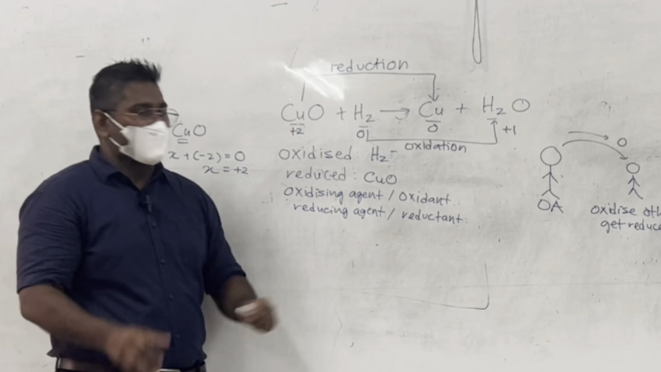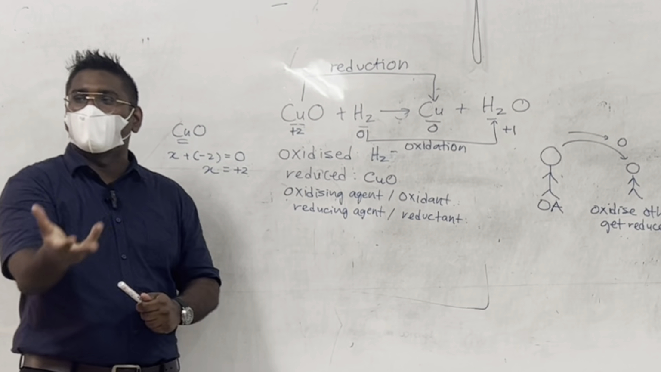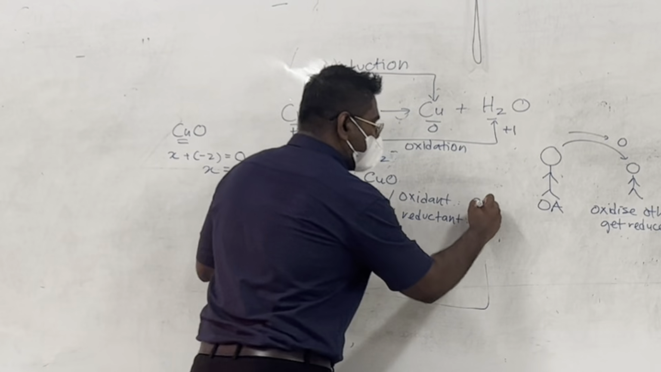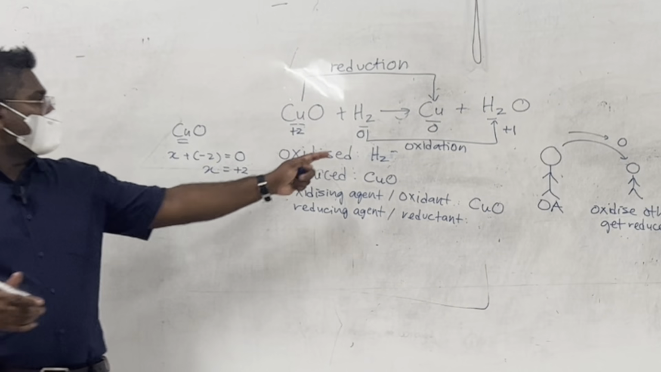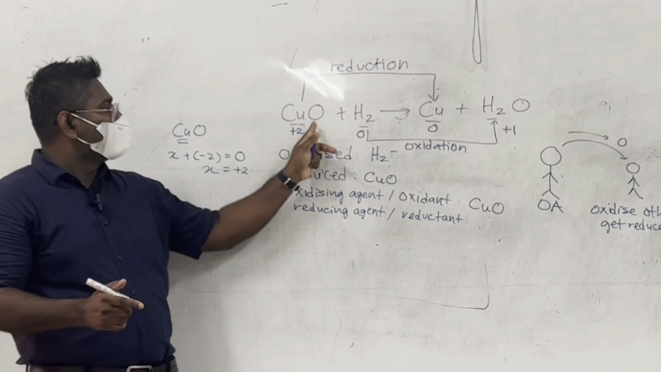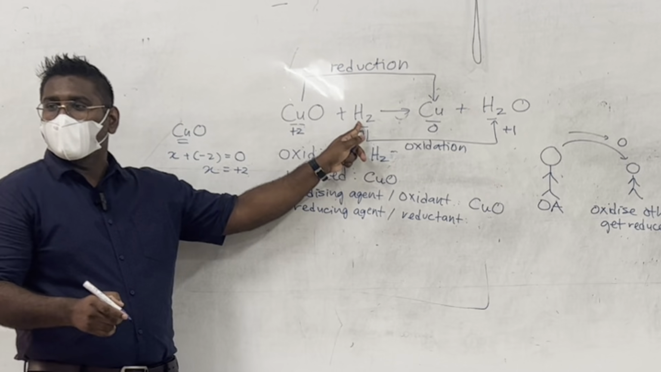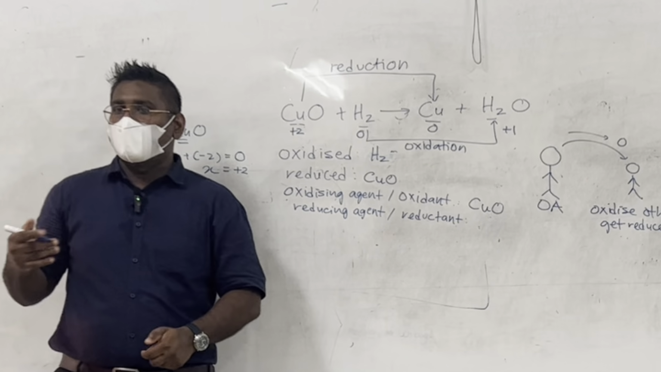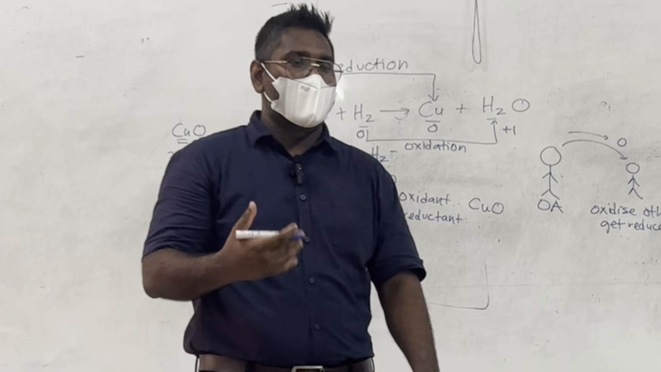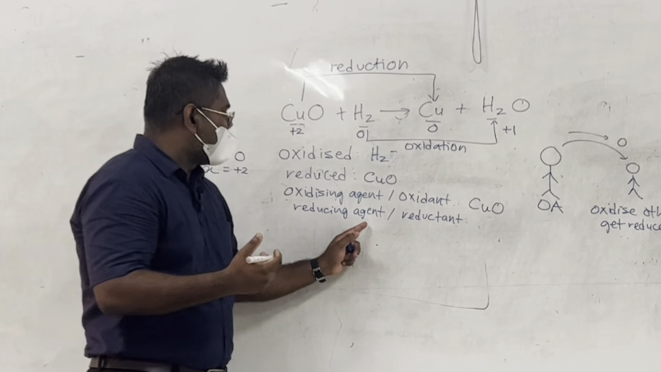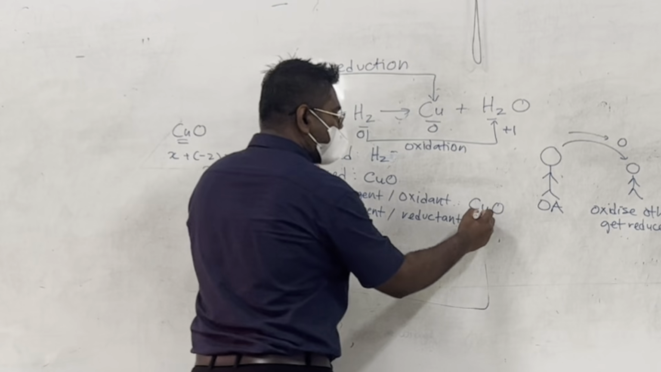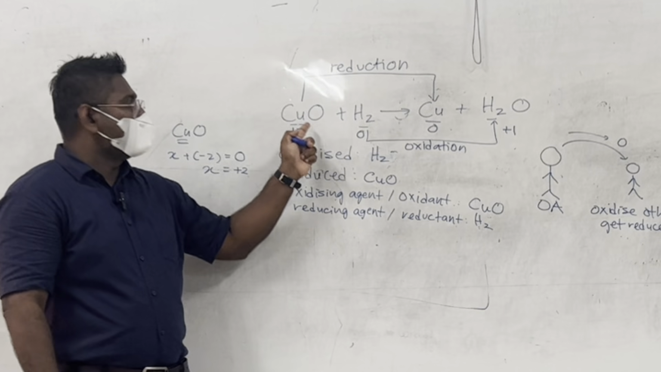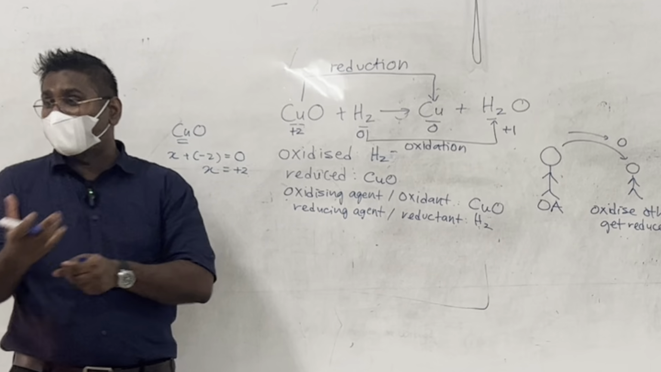So the oxidizing agent is something that oxidizes others, but they get reduced. Which one gets reduced? CuO. This is the oxidizing agent. So CuO is going to oxidize hydrogen. What is the reducing agent? The reducing agent is something that will reduce others, but they get oxidized. So, reduce others and get oxidized is going to be hydrogen. So, it means that hydrogen is going to reduce CuO. Actually, that is the real reaction that is happening.